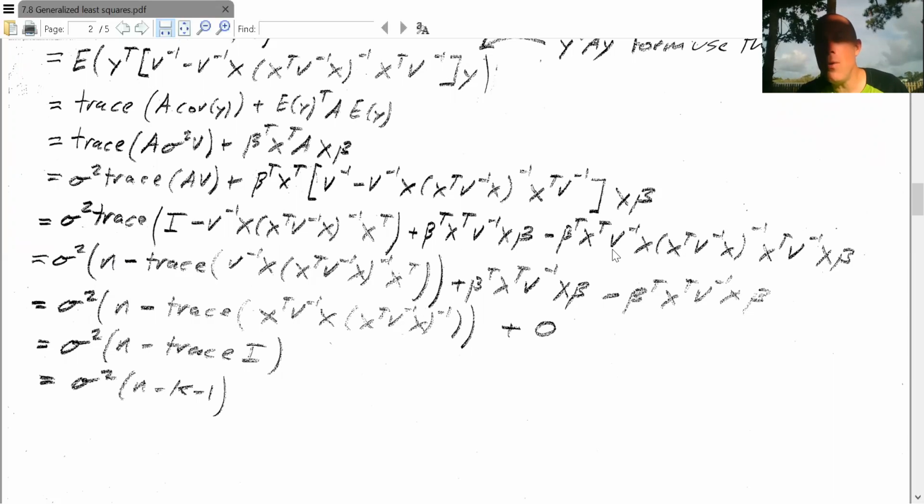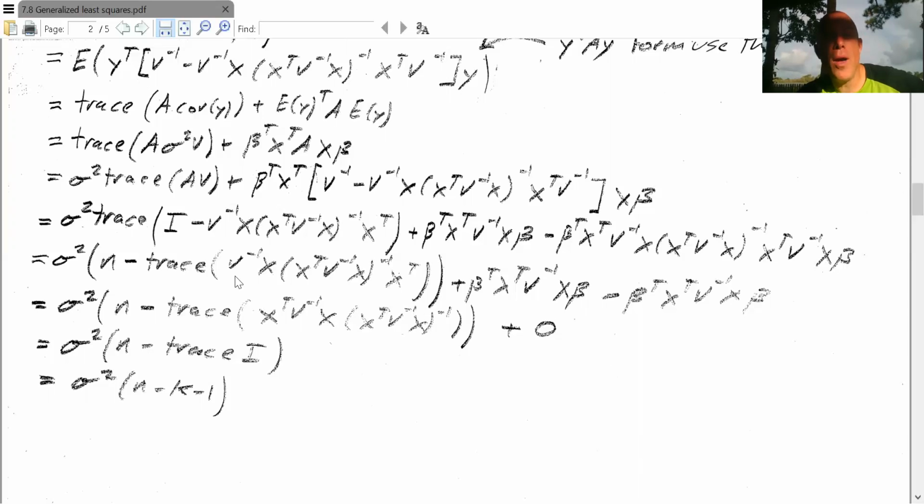Now here, I look through and I notice that this cancels with that. Since this cancels with that, I'm going to have some stuff disappearing. I get beta transpose X transpose V inverse X beta. And I notice that that's the same thing as what I have right here. So then that just cancels out to be 0. Beautiful. Now things are looking a lot cleaner.